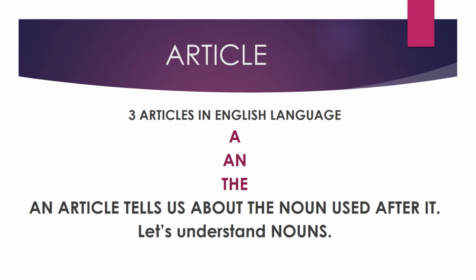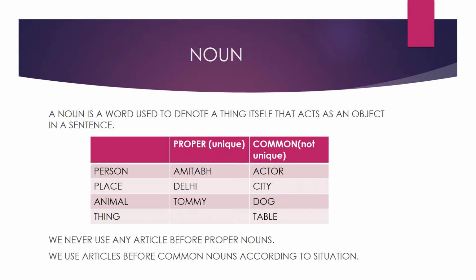Before we continue, let's understand what nouns are. A noun is a word used to denote a thing itself that acts as an object in a sentence. So a noun is a thing that does some work. For example, see this table.